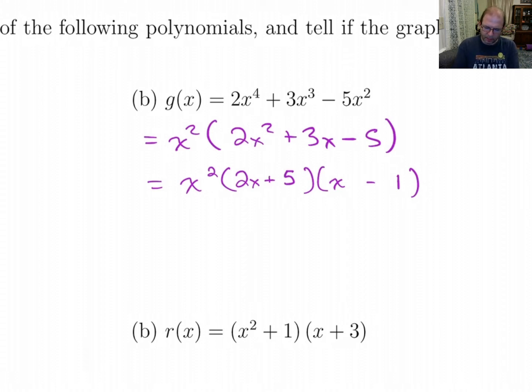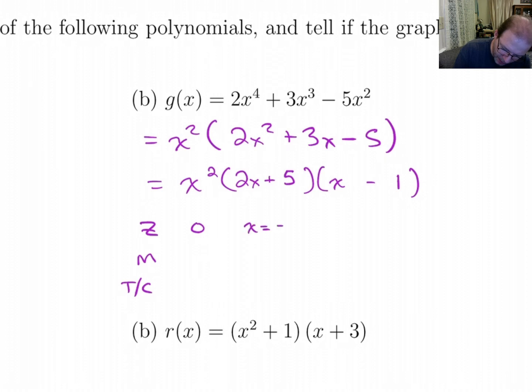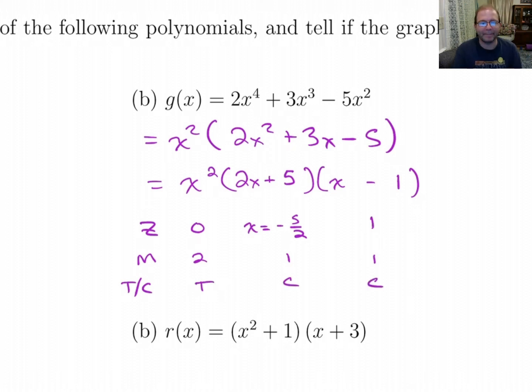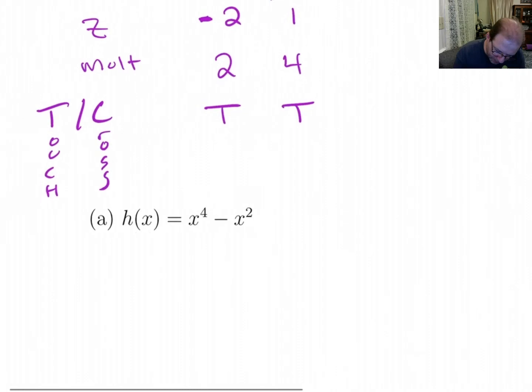that'll work. So my zeros here, I'm going to do the same thing: zero, multiplicity, and then touch or cross. My zeros are 0, 2x plus 5 gives me minus 5 halves, and this gives me 1. The multiplicities are 2, 1, and 1. And so that's going to touch, cross, cross. If we wanted to, we could graph these on Desmos and check them, but no need to.